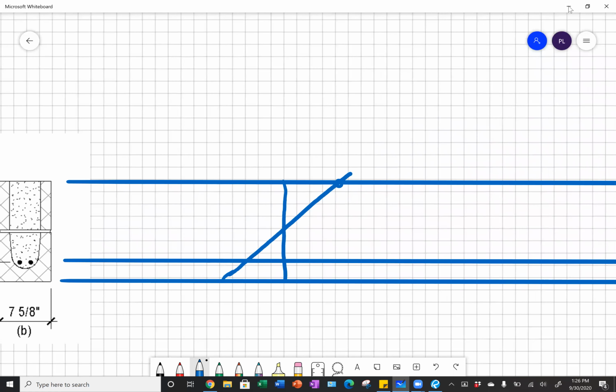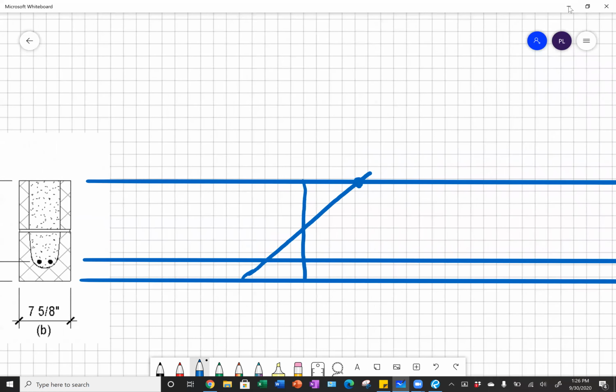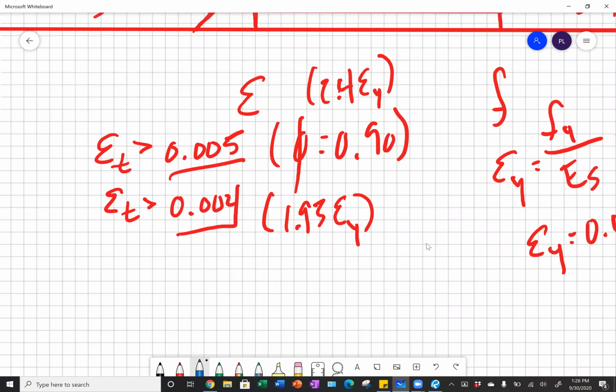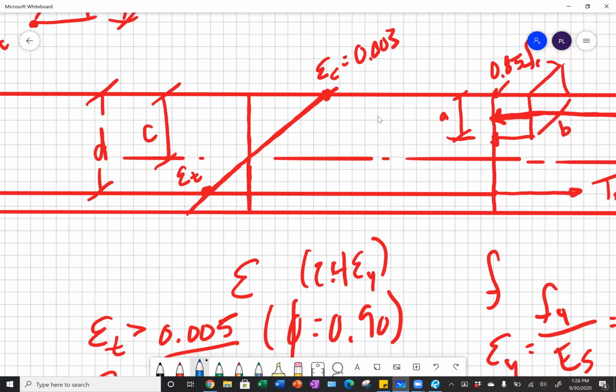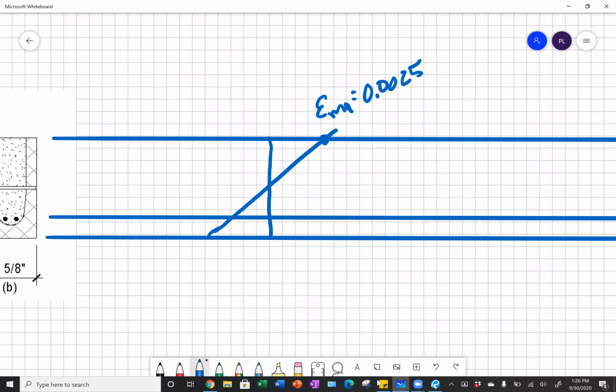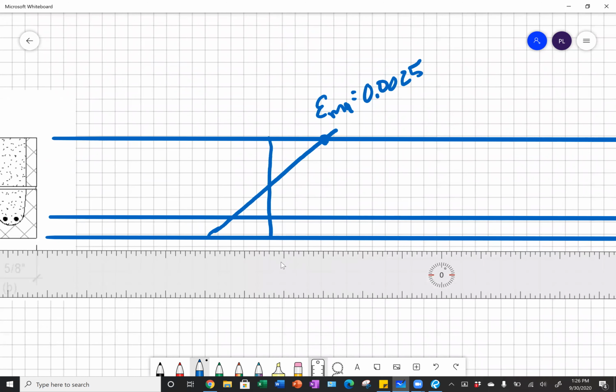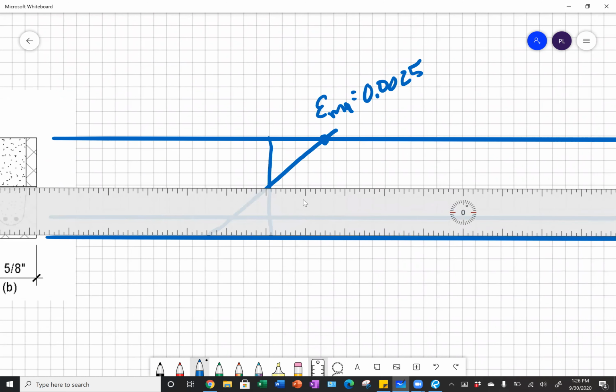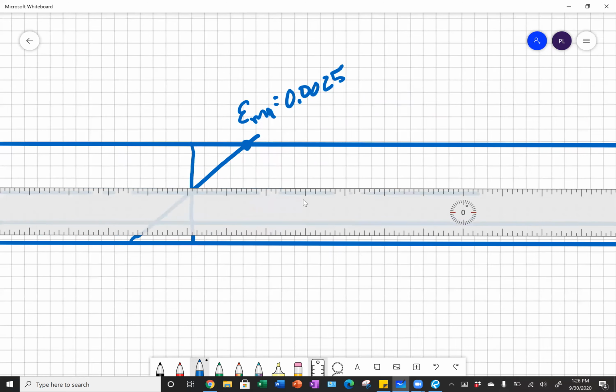And we know that this point here, if we have a CMU lintel like we have shown on the left, equals 0.0025. And so comparing that to concrete, we had a maximum usable strain of 0.003. And so we can see that the materials are somewhat similar. We have a neutral axis that occurs at a point where we have 0 strain. And so we can draw this in here as well.